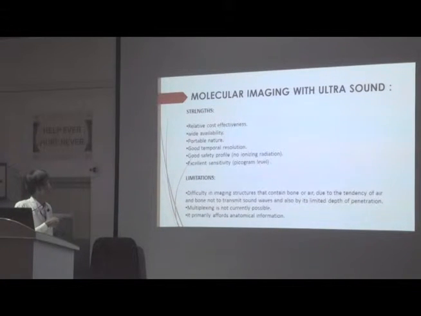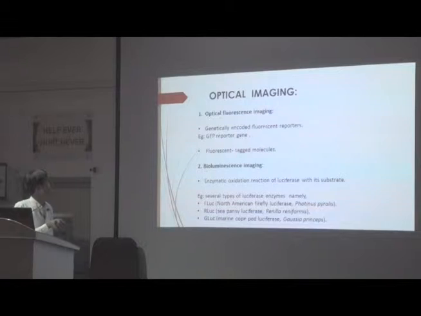This is very cost effective, widely available, and portable in nature. It gives good temporal resolution, a good safety profile, because here we are not using any radiation, and excellent sensitivity. But it has some limitations. Typically, imaging structures that contain bone, air, or tissue is difficult, multiplexing is not currently possible, and it provides primarily anatomical information.